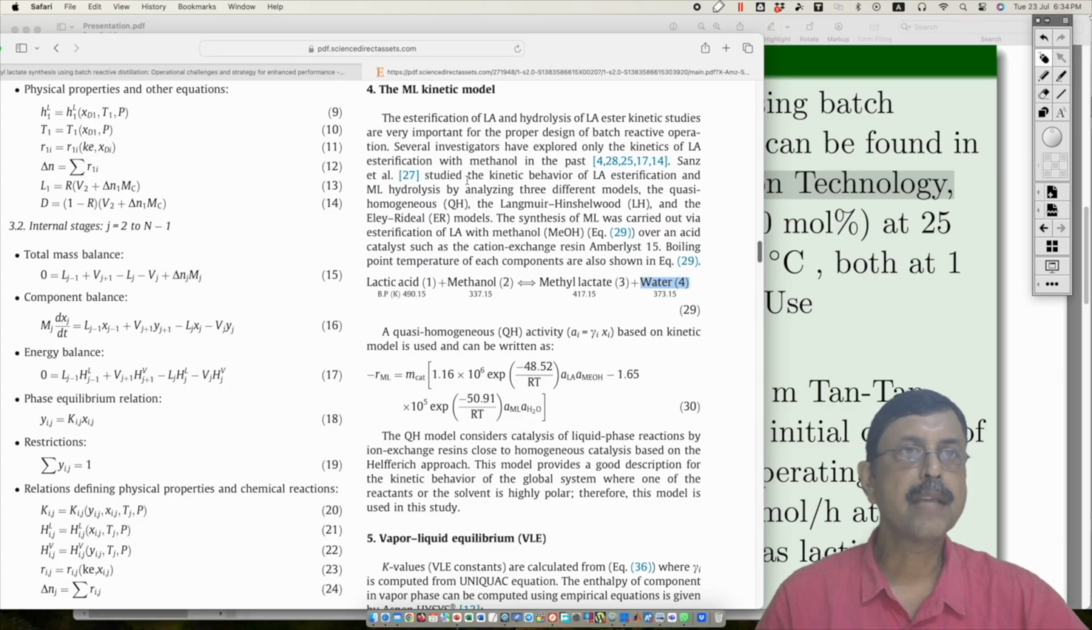Sands et al. studied the kinetic behavior of LA esterification and ML hydrolysis by analyzing 3 different models: the quasi-homogeneous, the Langmuir-Hinshelwood, and the Eley-Rideal models. Now, in my opinion, let us go to the original paper, that is Sands et al. 27, which will have all three different models, and we can pick and choose the best one that can fit in our system.